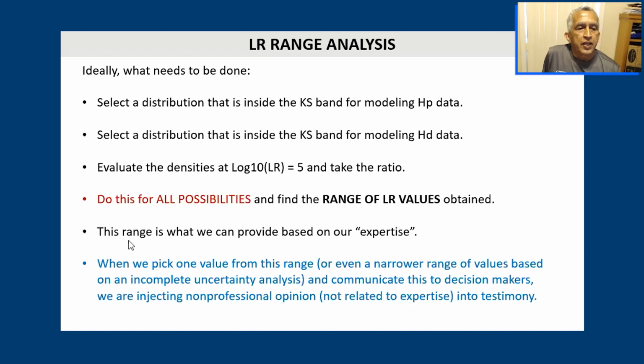Our point of view is that this range is what we can provide based on our expertise. When we pick one value from this range, or even a narrow range of values based on some incomplete uncertainty analysis, and communicate this to decision makers, we, meaning statisticians or whoever is doing the statistical analysis, we're injecting non-professional opinion, not related to expertise, into testimony. So our claim is the expertise takes you as far as identifying a range of LR values, but no more.